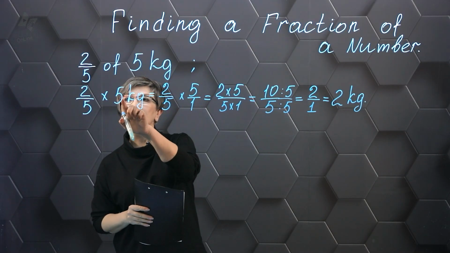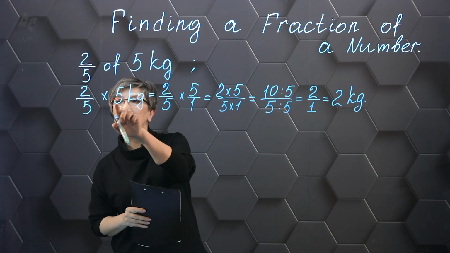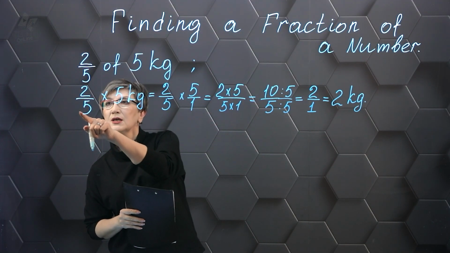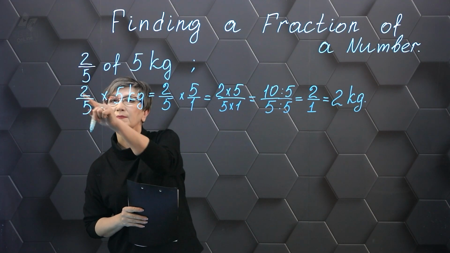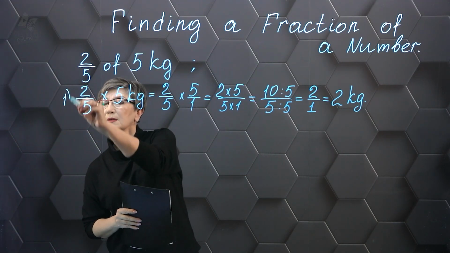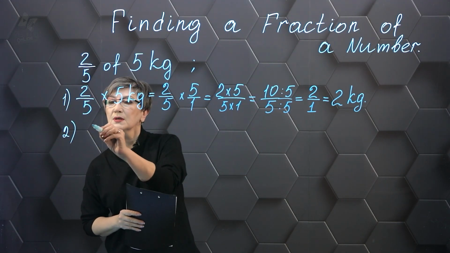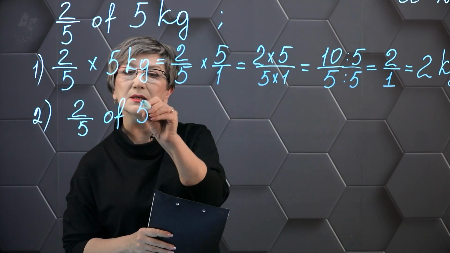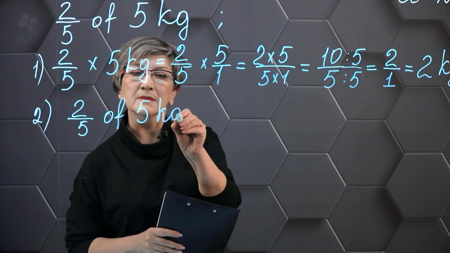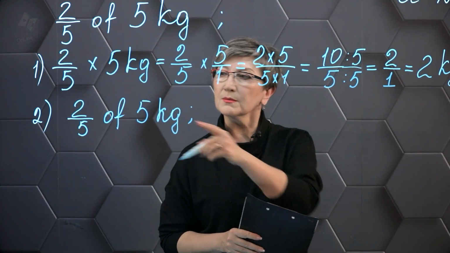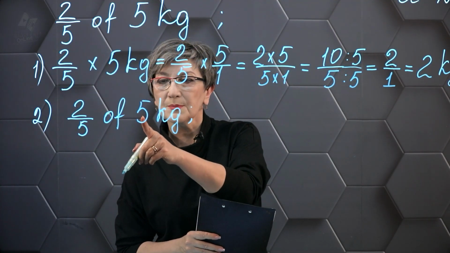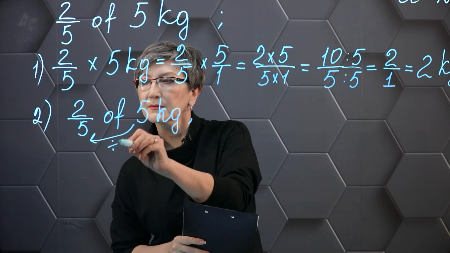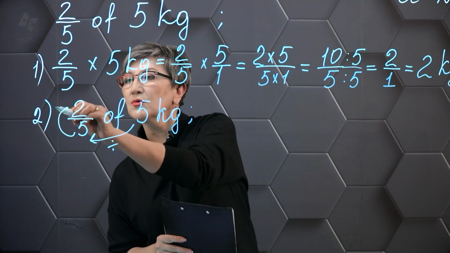We can use another method. To do that, I'll divide 5 by the denominator 5 and multiply by 2. Let's write it down. That's the first way. And the second way, 2/5 of 5 kilograms. Okay, here we go. What do I have to do? I have to divide 5 by 5 and then multiply by 2.